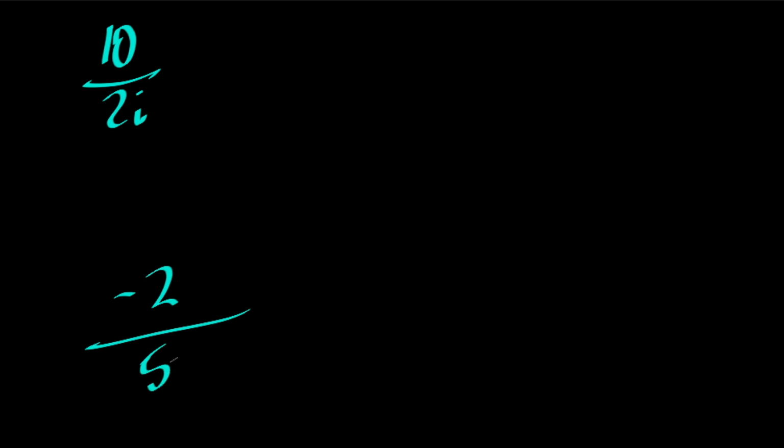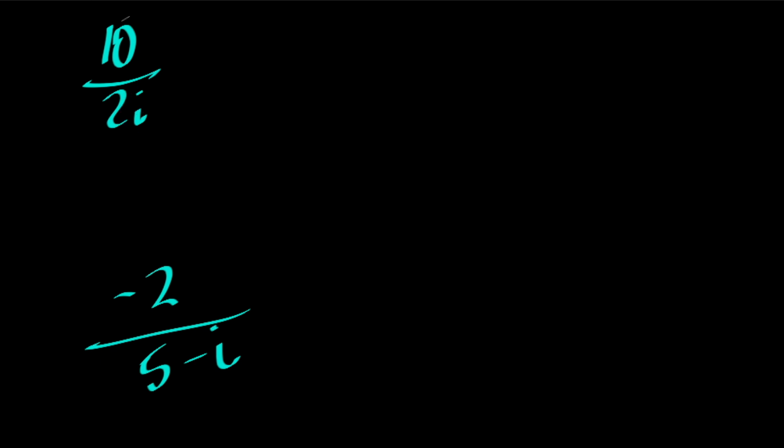Because when we're dividing, and this is the last part of complex numbers that we need to touch on, there's two cases that you can have. You can have a case like this, 10 over 2i. You can also have a case like this, where it's like negative 2 over 5 minus i.